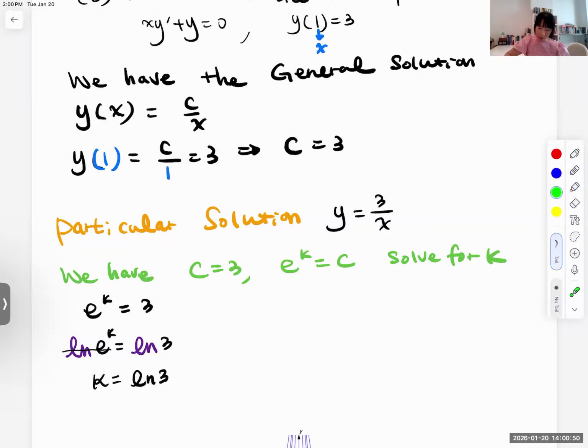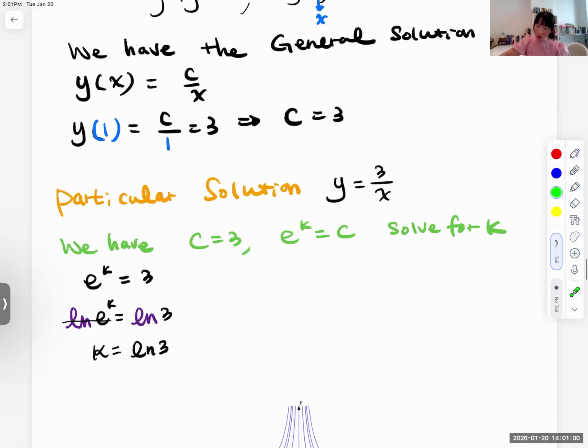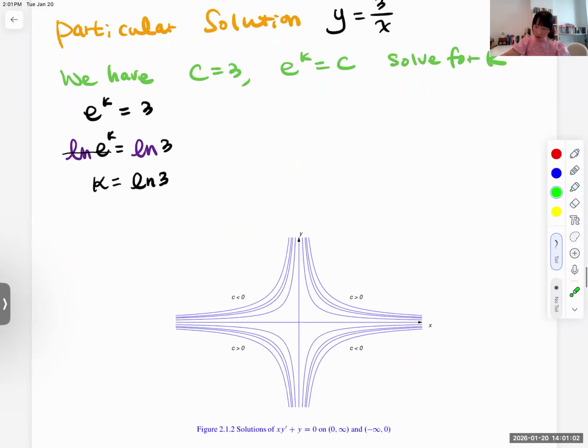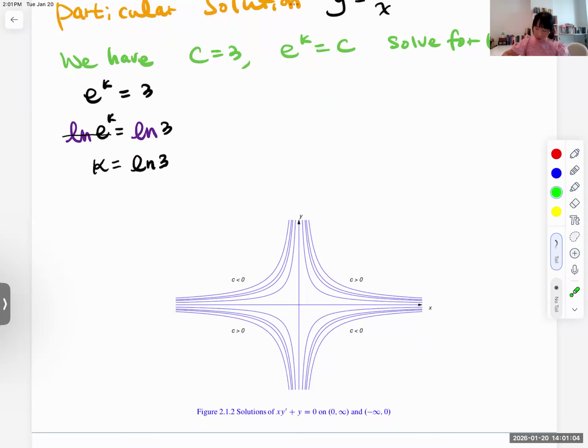Make sense? e to the ln 3 cancel out, so we simplify. So 3 equals 3, right? All right. So I brought a graph from your textbook.